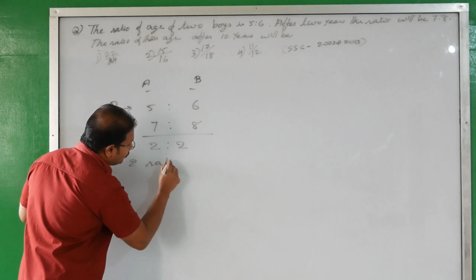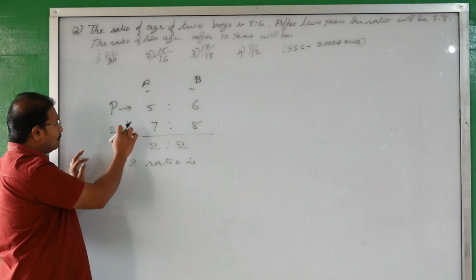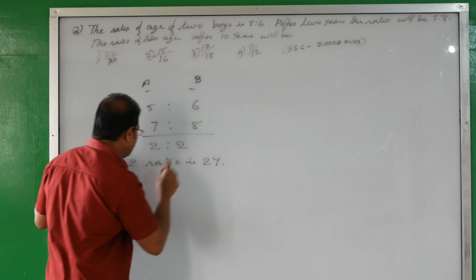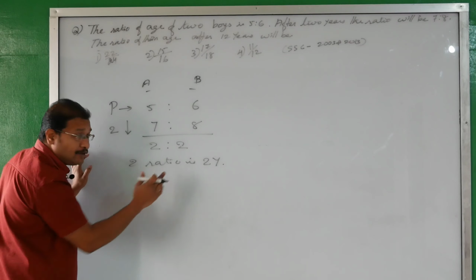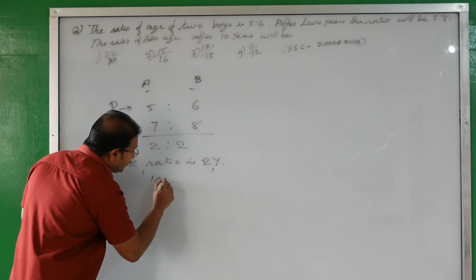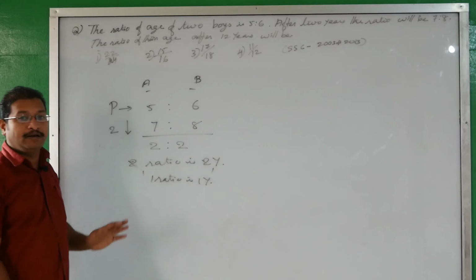The ratio 2 is to 2 is present in only 2 years. So 2 ratio is 2 means both sides will cancel by 2. That means 2 ones are 2. So 1 ratio is 1 year.